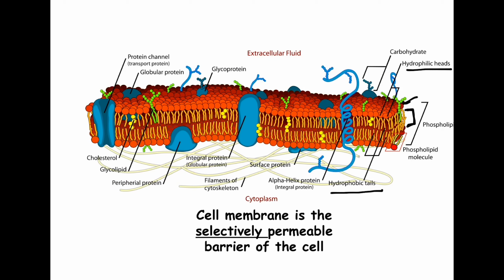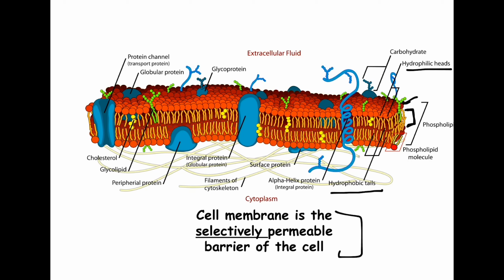All right, so let's go a little bit more into the cell membrane or the plasma membrane. One thing you need to remember is that the cell membrane is the selectively permeable barrier of the cell. Selectively permeable. That means it does not allow everything to go in and out of the cell. Just imagine if your cell was just waving everything in. That would not be good. So because of its characteristics, it doesn't allow everything in.